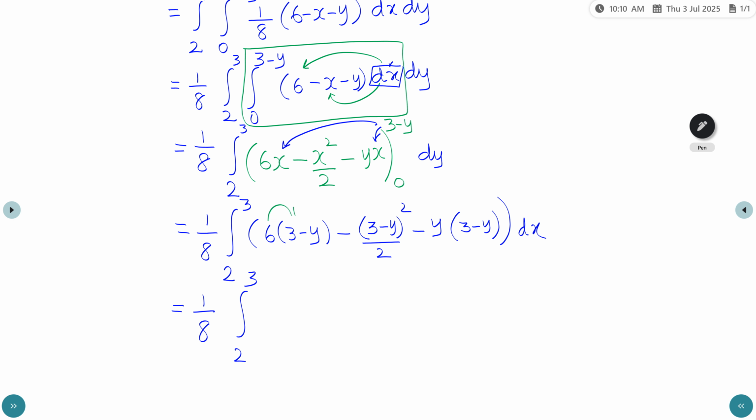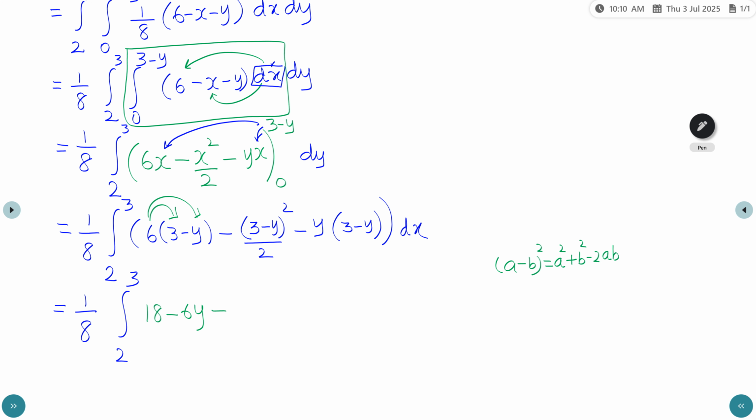6 threes are 18, minus 6y, minus a minus b whole square formula. In general, a minus b whole square formula is a squared plus b squared minus 2ab.